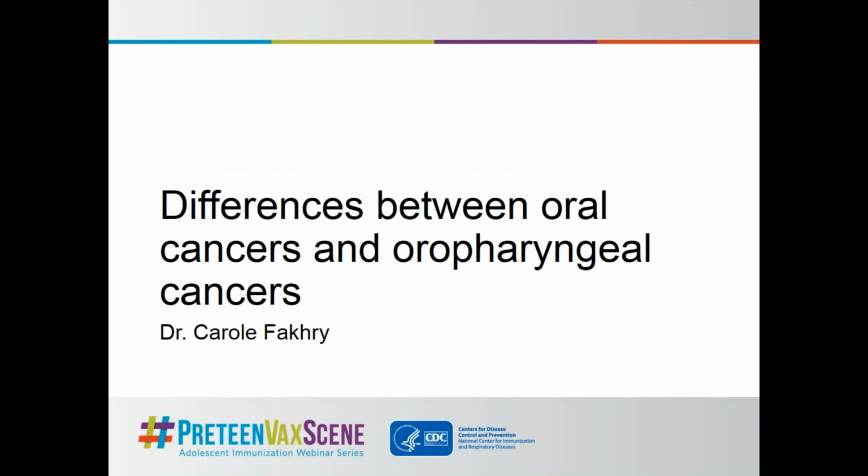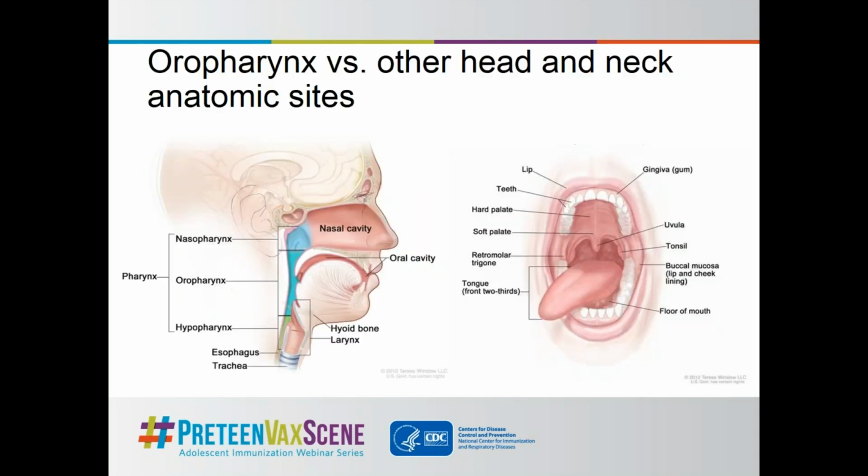Hi. So now I'm going to talk about the differences between oral cancers and oropharyngeal cancers. The terms are used interchangeably at times, and people will say oral cancer when they mean oropharyngeal cancers, and the two are very different and not overlapping entities. When we talk about HPV, we're referring to oropharyngeal cancers and a subset of oropharyngeal cancers. About 80% of oropharynx cancers in the United States are HPV related.